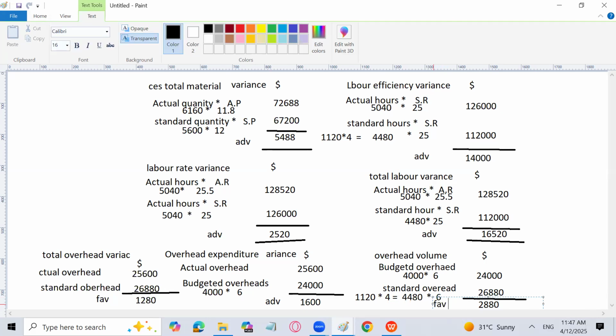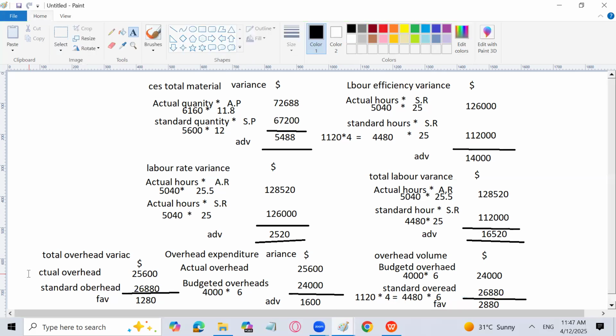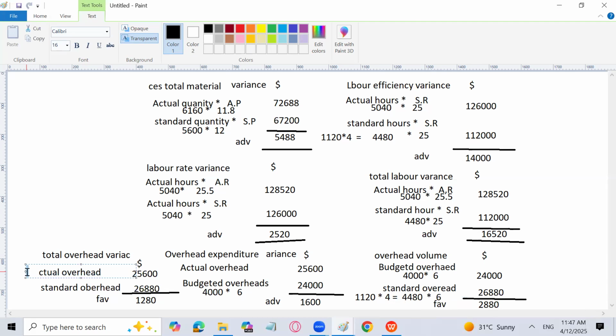Right? Because for standard overhead, we should have incurred 26,880, but actually our budget is 24,000. That is favorable. Why is it favorable? I will tell you. The answer is negative, so that's why we take it as favorable. And then we have calculated the total overhead variance, actual overheads and the standard overheads: 25,600 with standard overheads is 26,880. The answer is going to be again negative, so it is favorable.